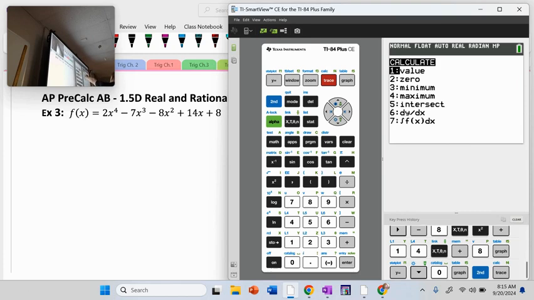Then I could go, you don't want to find 0. This is a little weird. That's why I'm circumventing this button, because it's a weird thing that you have to do. It's called left bound, right bound. It's better to do intersect, but you need two graphs to intersect.